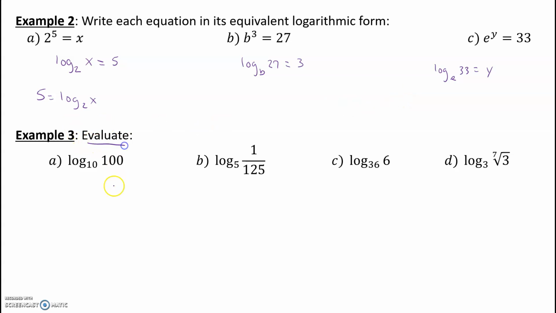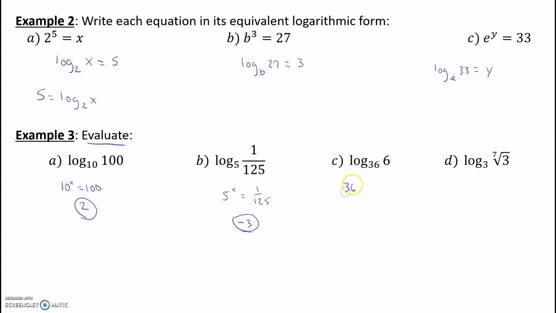You can also evaluate them by putting them in that exponential form. So this is saying 10 to some power equals 100. All right? So 10 to what power? 10 squared. So log base 10 of 100 is 2, because 10 squared gets me 100. Here, 5 to some power gets me 1 over 125. Well, we know 5 cubed is 125, so 5 to the negative 3 is 1 over 125.